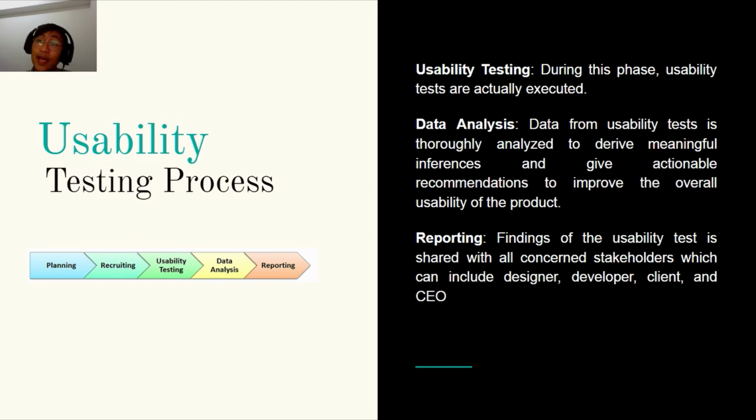So next, the data analysis. Data from usability test is thoroughly analyzed to derive meaningful inferences and give actionable recommendations to improve the overall usability of the product. And lastly, which is the reporting phase. So any findings of the usability test are shared with all concerned stakeholders, which can include the designer, developer, client and also the CEO.